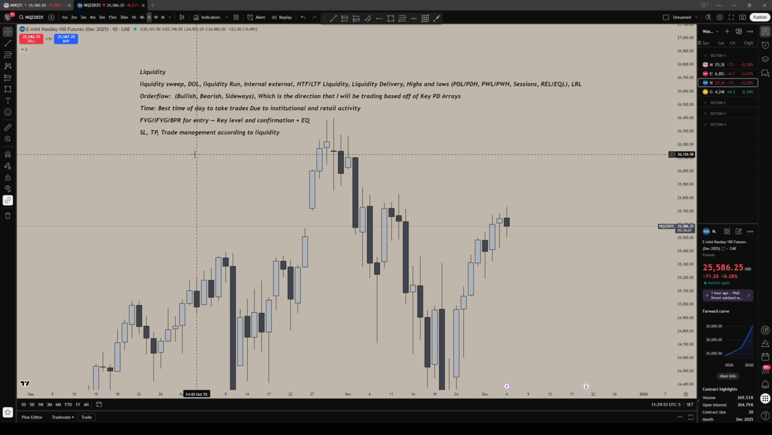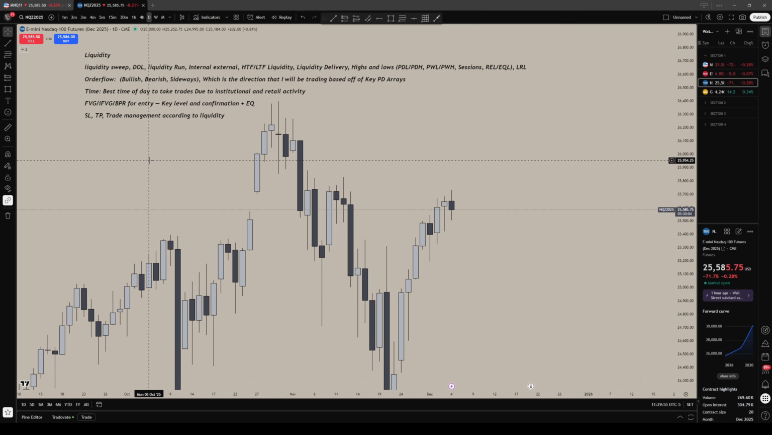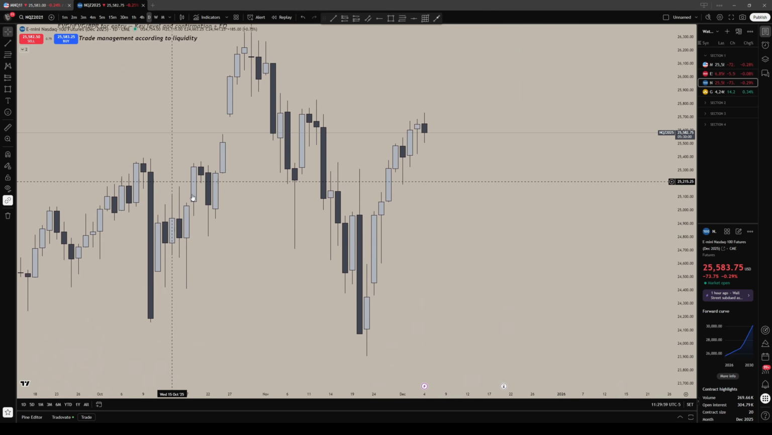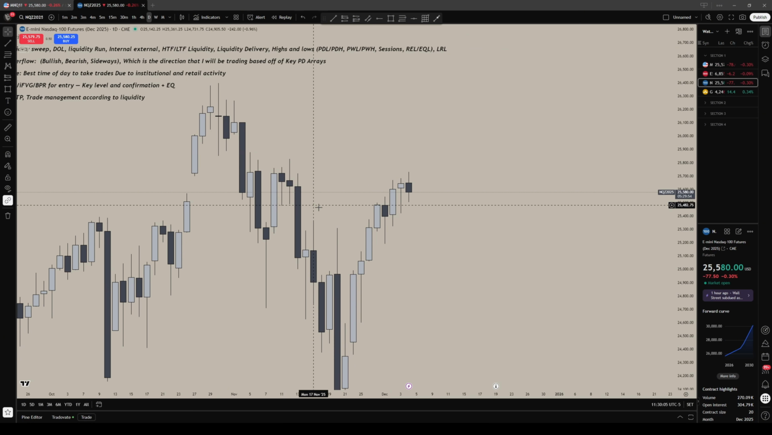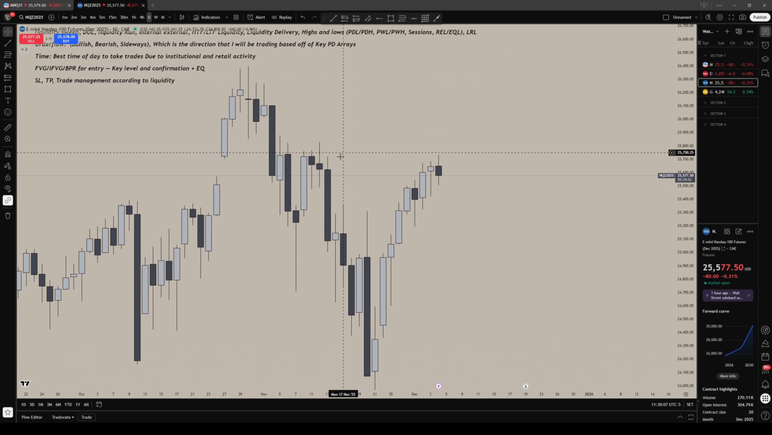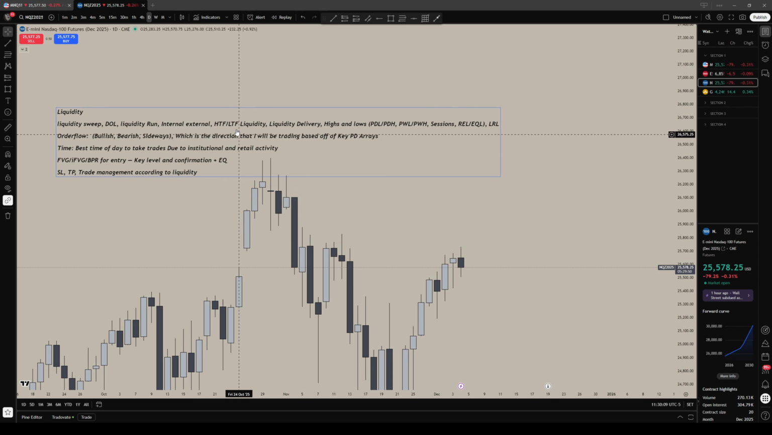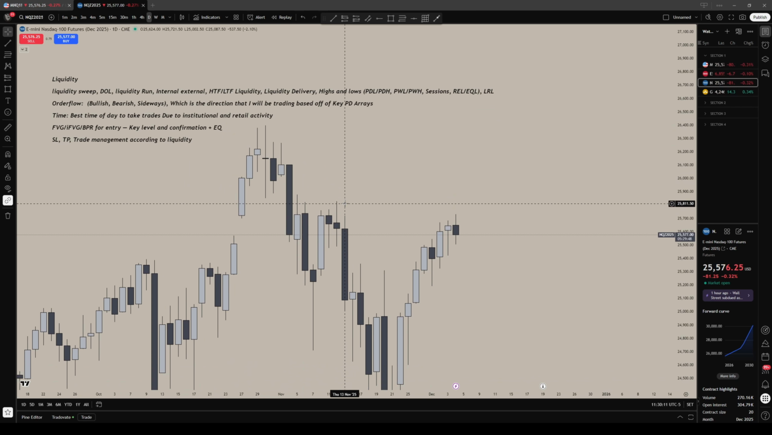Order flow. Order flow is simple. Order flow is the direction the market will be trading off of. This is your bias. I already went over some things. Order flow, you will use liquidity like this. You're going to use sell side, but what you're going to use is internal and external liquidity. You're going to have targets, but you're going to look at fair value gaps. PD arrays, you can look at breaker blocks, you can look at order blocks. I personally recommend fair value gaps. Let me explain to you what I mean.